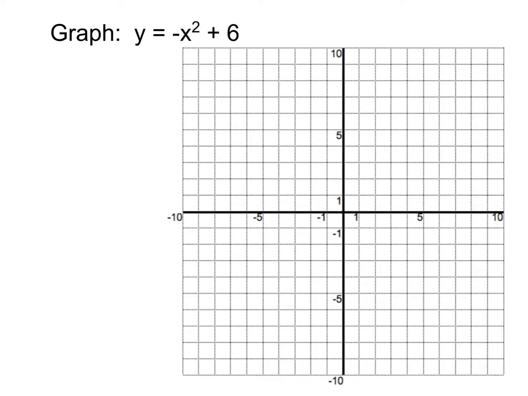All right, so you start by writing this equation down above your first graphing grid. And then we're going to take a look at how to graph this.